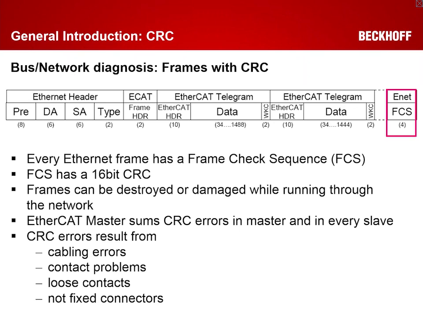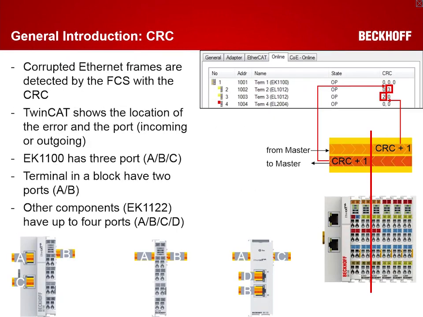So we have two different things to check. One is the working counter for exchanging process data, and the second is the frame check sequence, or in particular the CRC, to check really if the frame is valid or not. We check the CRC in every slave, so this means every frame comes twice to a slave, once from the direction of the master and once on the way back to the master.